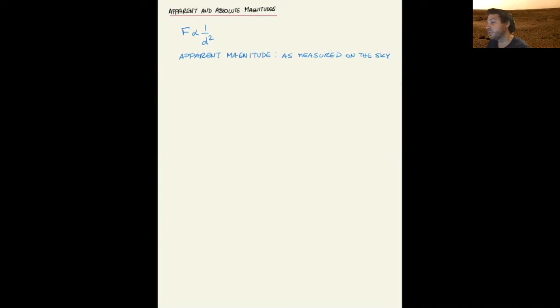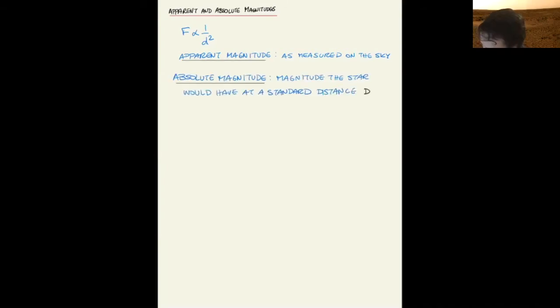For that, we'd need a standard distance. So let's call this standard distance big D. And for historical reasons, D was set at 10 parsecs. So you have that the absolute magnitude is the magnitude that you observe of the star at 10 parsecs. That's the flux that the star would have if observed 10 parsecs away.